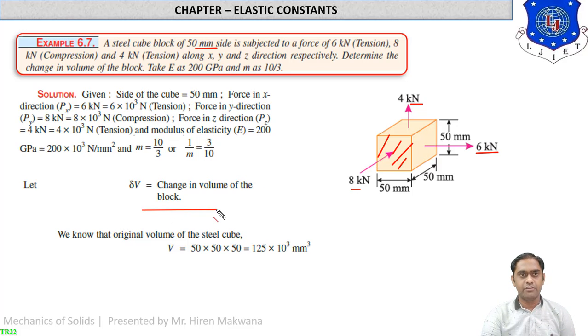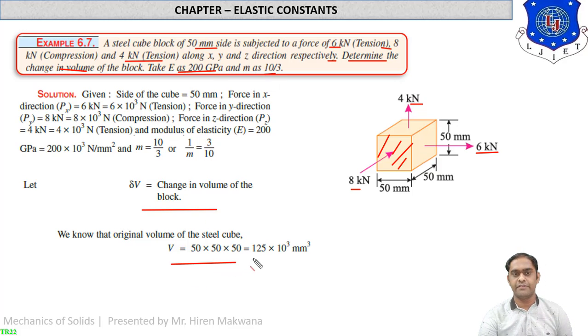Now delta V, what we have to find? Just 6 kN, 8 kN, 4 kN are the forces along the x, y, z direction respectively. Determine the change in volume. So again we have to find delta V when E is given as 200 gigapascal and Poisson's ratio, m, is 10 by 3. So 1 upon m will be 3 by 10. Okay, ready? Let's start the numerical. What is the original volume? 50 cross 50 cross 50, which is 125 into 10 raised to 3 mm cube.